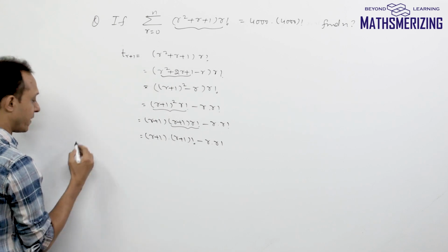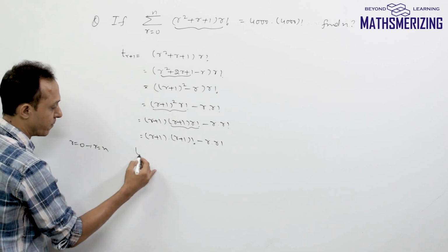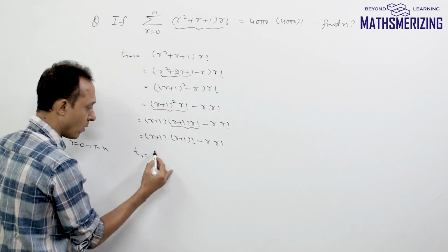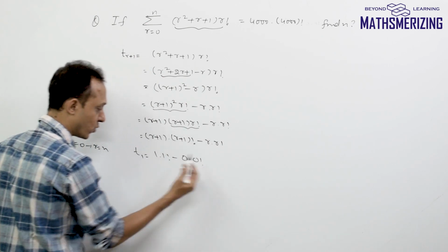Now I need to put the value of r starting from 0 and up to n. So if I put r as 0, I'll get my first term, and the first term will be 1 into factorial 1 minus 0 into factorial 0, which is 1.